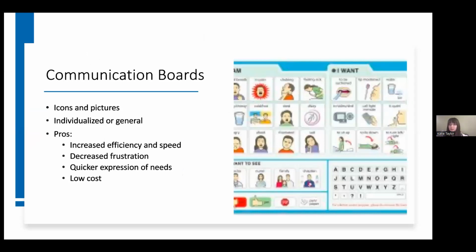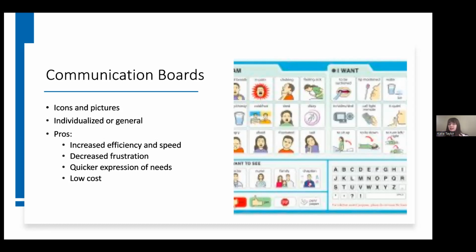So the first is the lower tech, which is communication boards. These are made up of icons and pictures, and they can be individualized to your patient, or they could be general that you could use with almost anyone. So as you can see, here's an example right here on the right, and this would be a more generalized example. It has I am statements, which would be like, I am feeling sick, I am dizzy, I am angry, things like that. Then you go into the I want section. I want water. I want to lay down, where they can request things.